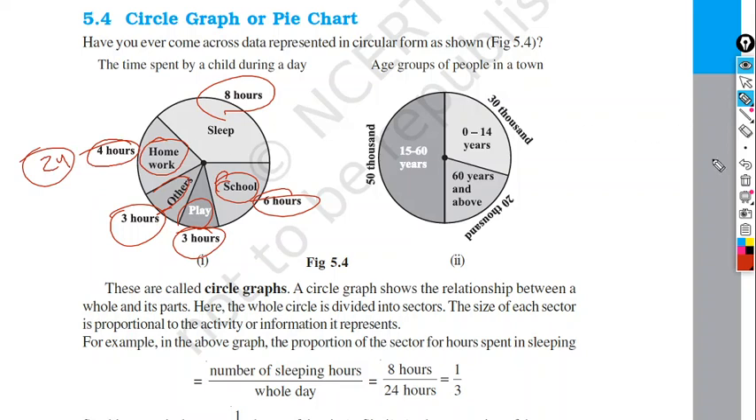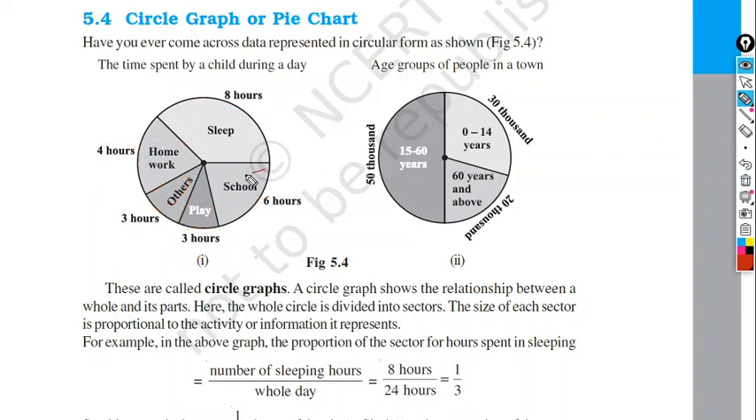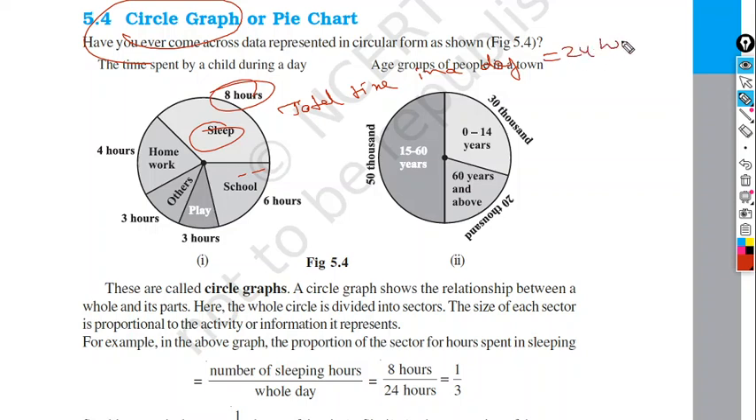Okay, that's good. Now this type of figure is normally called a circle graph. Let's see what fraction of the day he sleeps. The total time in a day is equal to 24 hours. Now he sleeps for 8 hours. So out of 24 hours, the sleeping time is equal to 8 hours.